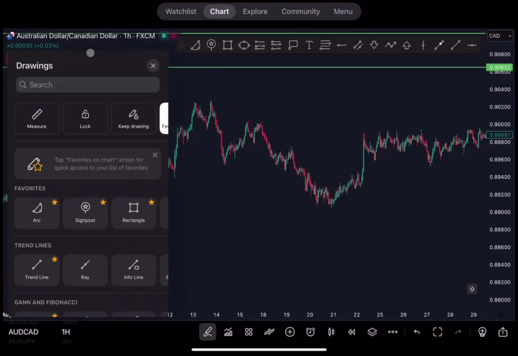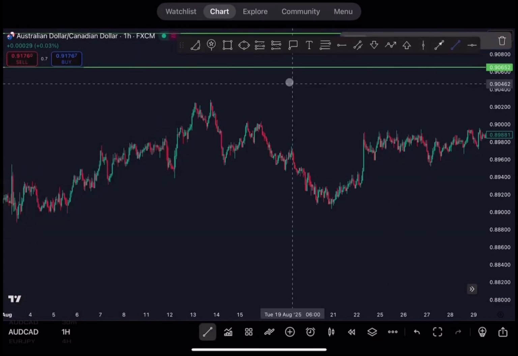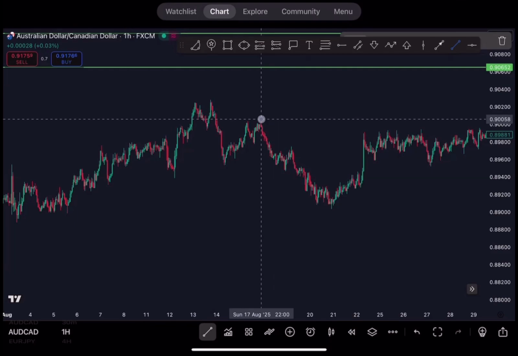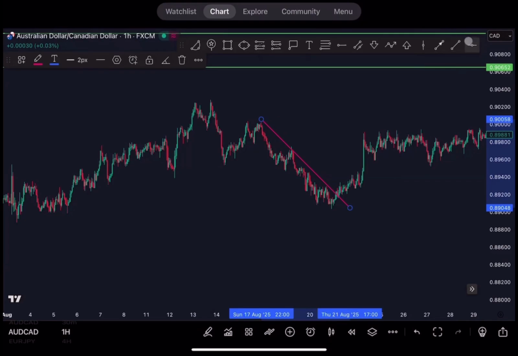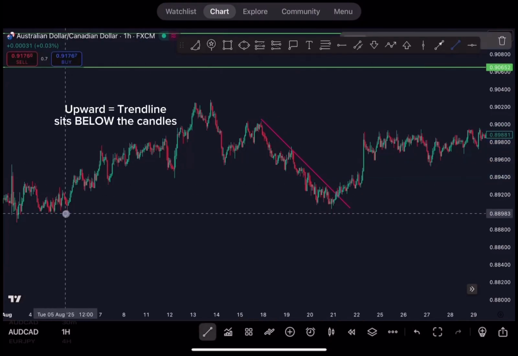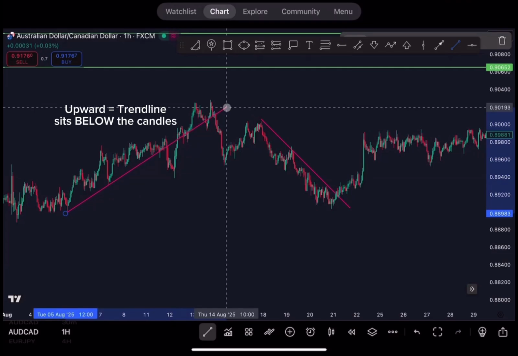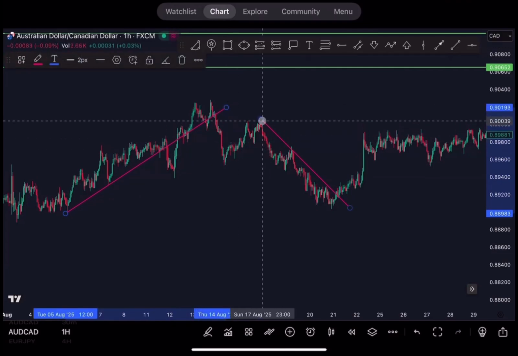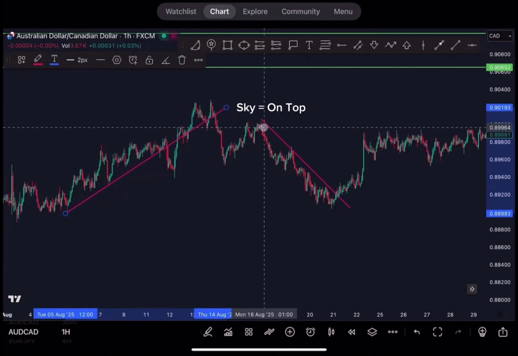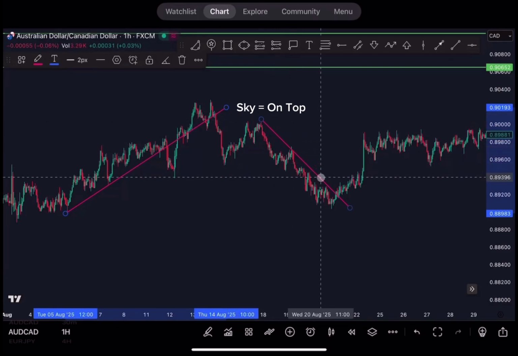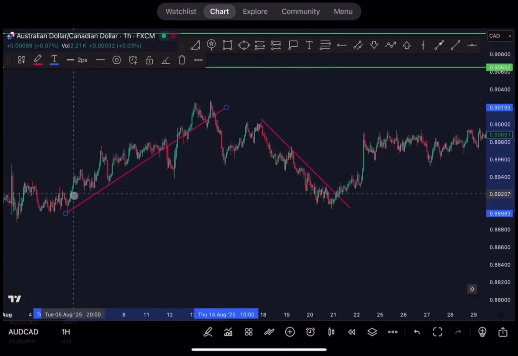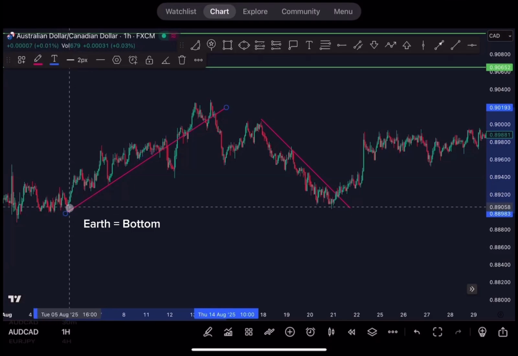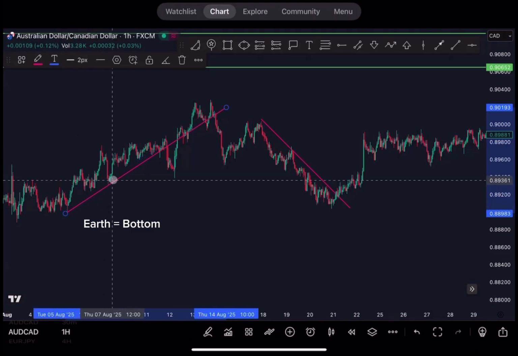So the one thing that you do need to remember is that for a downwards trend, your trend line sits on top. And for an upwards trend, your trend line sits on the bottom. Kind of like the way support and resistance works, right? So this is a resistance because it started from the sky. So you set your line above these candlesticks. But for a support, because it started with the earth, you set your line on the bottom.